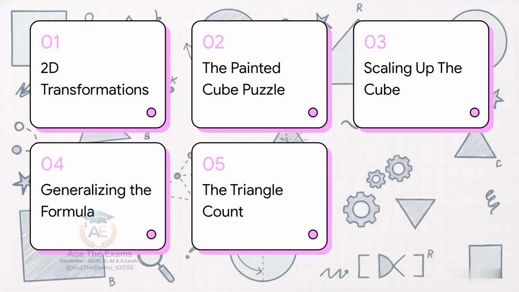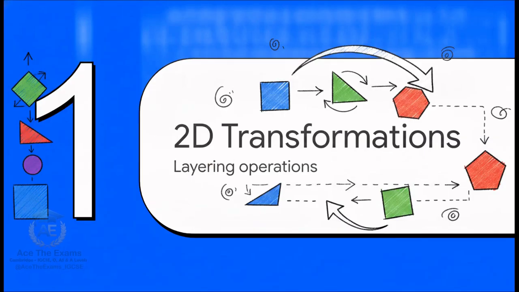Here's our investigation blueprint for today. 1. 2D transformations. 2. The painted cube puzzle. 3. Scaling up the cube. 4. Generalizing the formula. And finally, 5. The triangle count challenge. Let's kick things off with Section 1, 2D transformations.